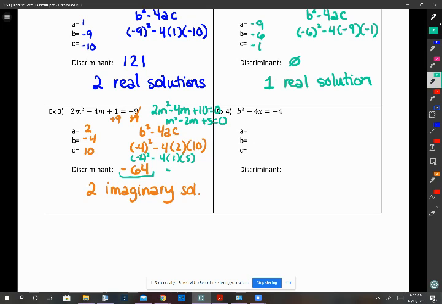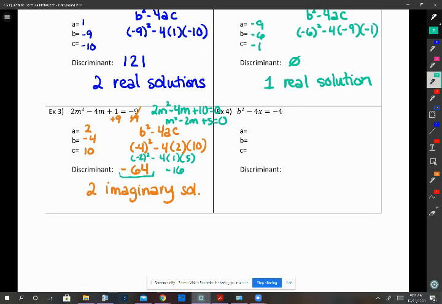So what would that be? 4 minus 20. So this will be negative 16. Just be aware that that could happen, where they might say your discriminant is not negative 64, it's negative 16, because they wanted you to divide by 2 first. They might also just ask you how many solutions you have, and whether they are real or imaginary.